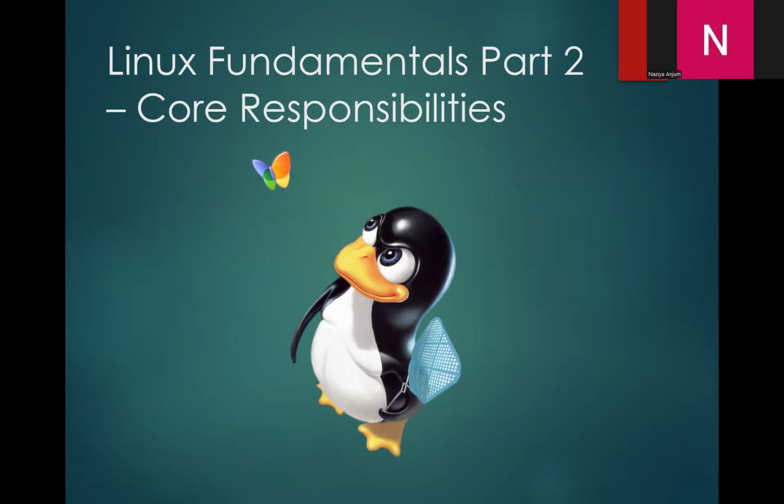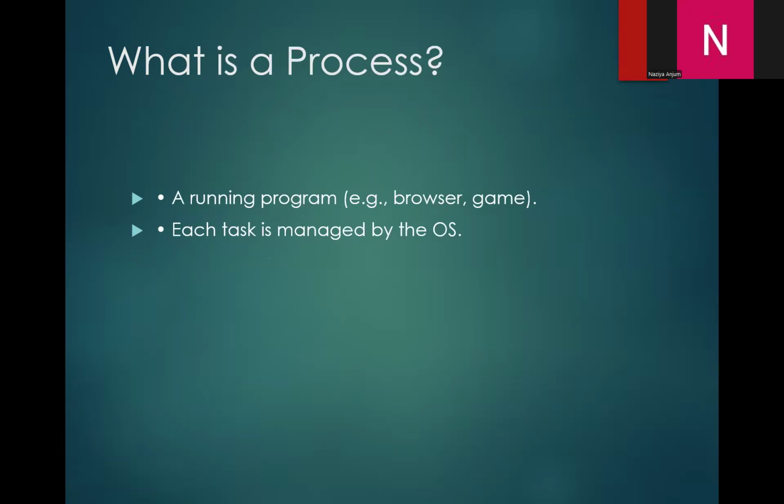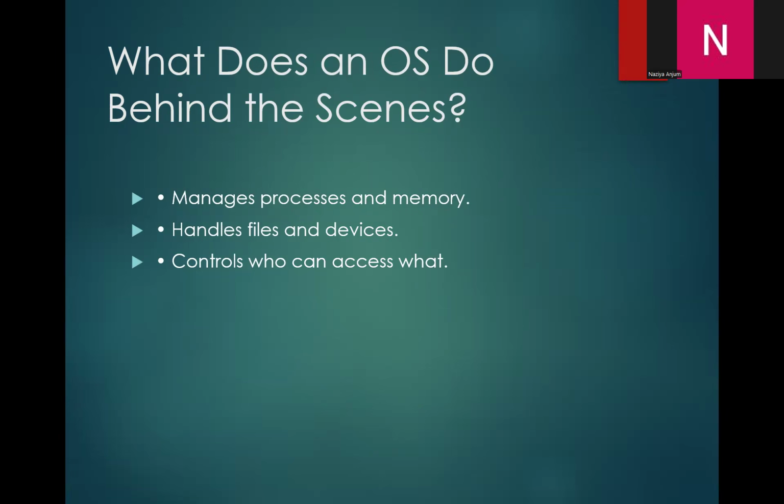Okay. Even when you click one button, the OS is doing many jobs, right? The three main responsibilities of our Linux or operating system are: first, manages processors and memory; second, handles files and devices; and the third one is controls who can access what.